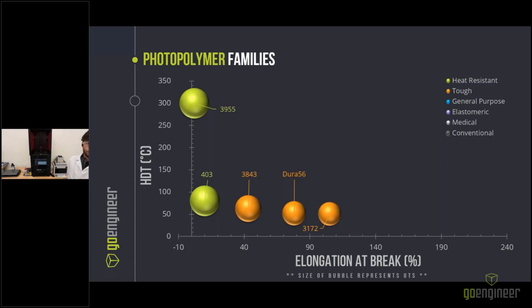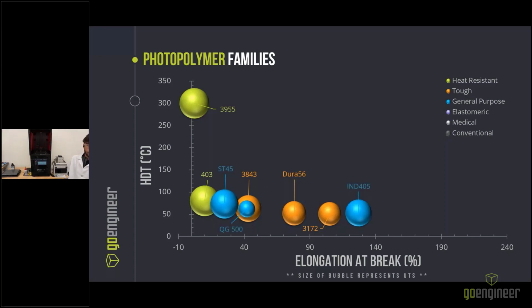We have some very tough materials that are resilient to impact and feature very high torsional stiffness. 3843 and 3172 are awesome materials. They print really well, and they provide a really good mix of general mechanical properties. Dura 56 was developed as a low-cost alternative for these high-performance photopolymers, enabling rapid prototyping before you start production.